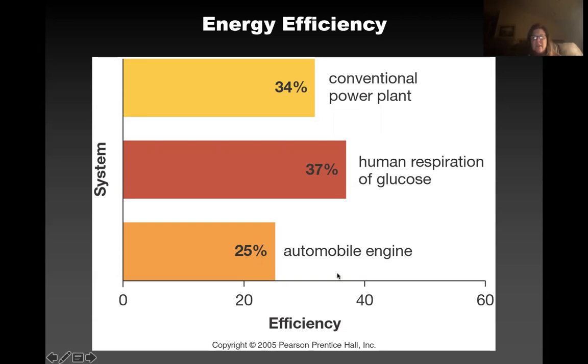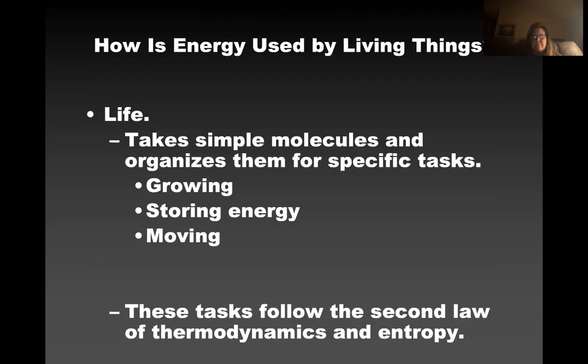And that's due to entropy and other forces like friction and heat, that we lose that energy and other different types of energy, different forms of energy. So how is energy used by living things? Well, life takes simple molecules and organizes them for specific tasks. We use them for growing, we store energy, and for moving. These tasks follow the second law of thermodynamics, which is basically entropy.